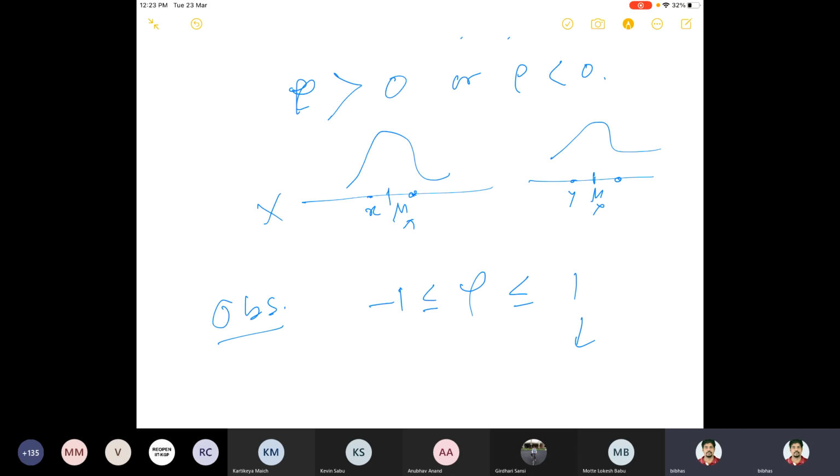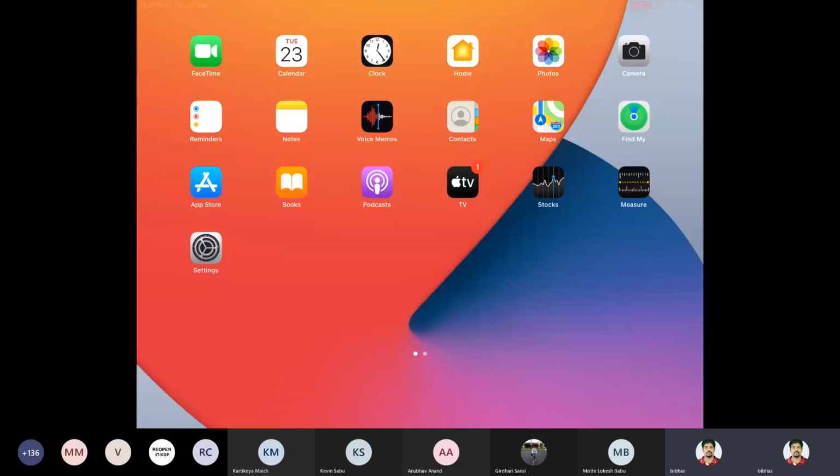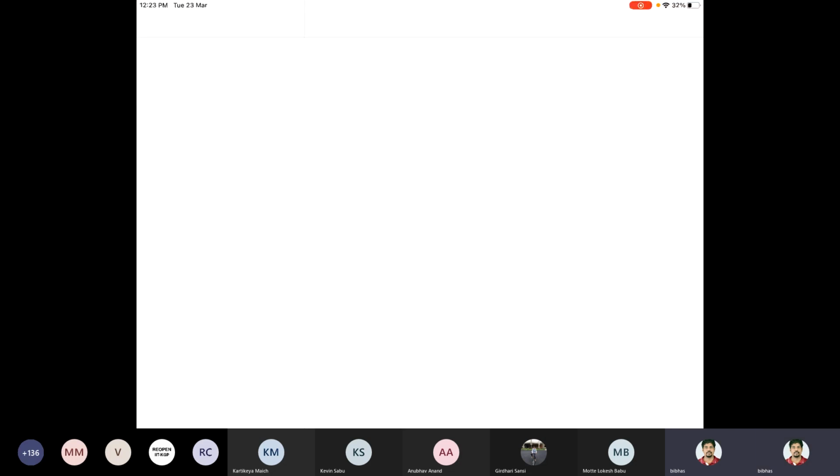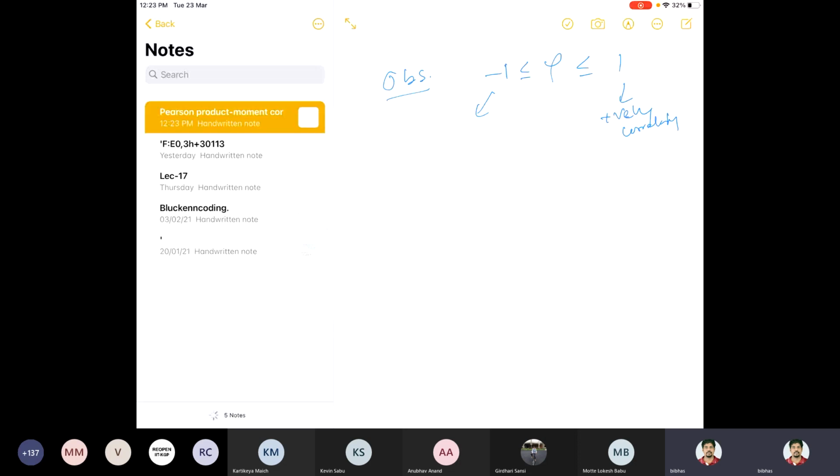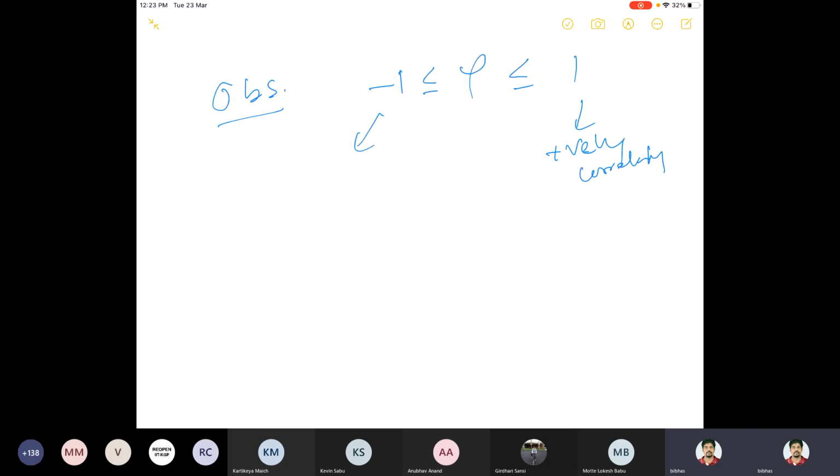When this is positive, at the extreme value, we call it positively correlated. And when it is negative, it is called negatively correlated. That means when y is increasing, x is decreasing. If that is happening, we can say they are negatively correlated. When an increase in one value influences an increase in the other, that is called positively correlated. So this is the correlation coefficient.